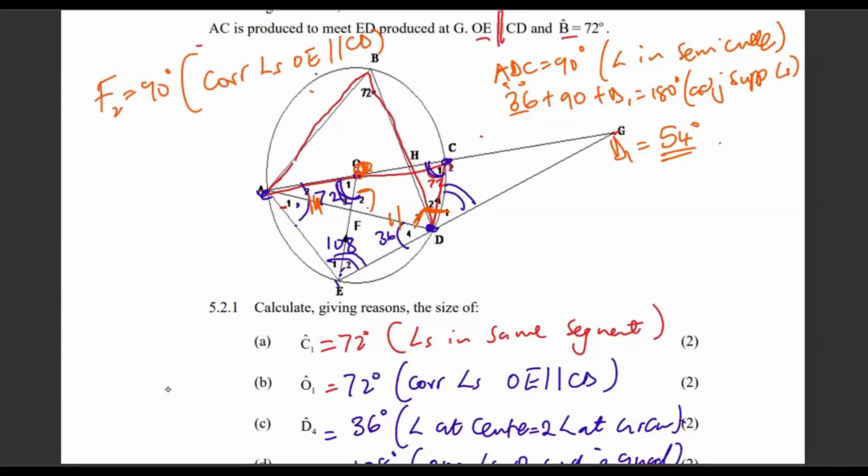Now, since this is a 90, now we know that line from the center perpendicular to the chord must bisect the chord. Then just draw the conclusion that therefore AF is the same as FD. The reason is going to be perpendicular from the center of the circle.